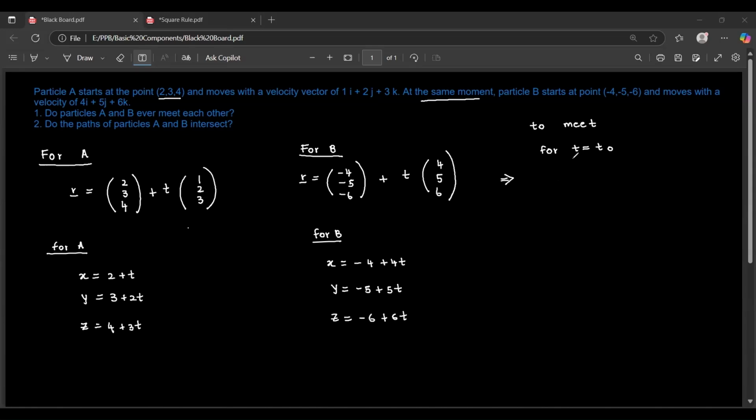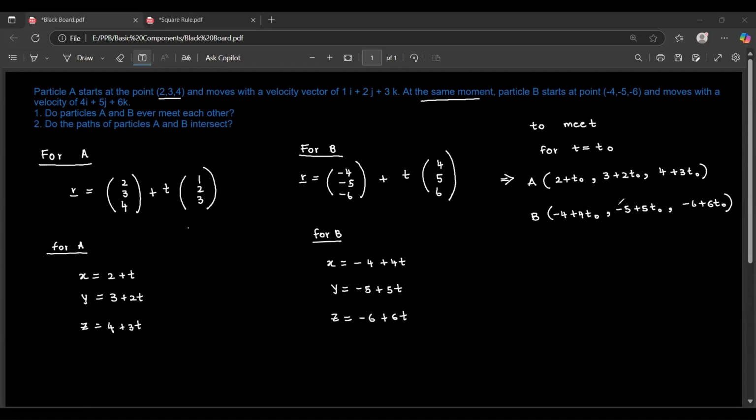So when t = t naught, the position vector of A is (2 + t naught, 3 + 2t naught, 4 + 3t naught). Similarly, for B it is (-4 + 4t naught, -5 + 5t naught, -6 + 6t naught). And these should actually obey this system of equations for t naught.